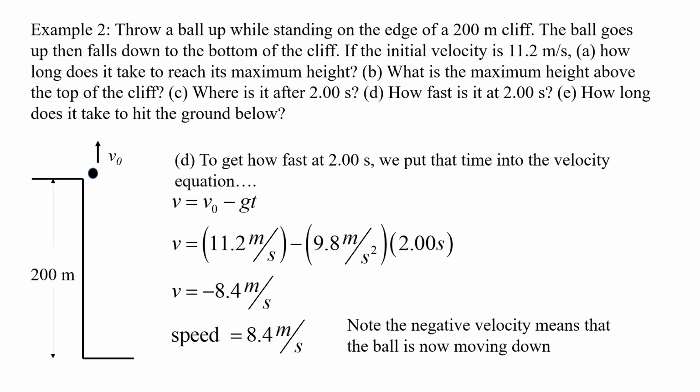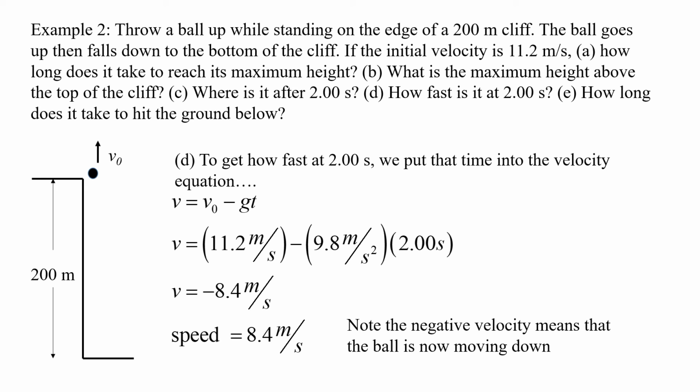So part D, how fast is it at 2 seconds? All right, so to get how fast it is at 2 seconds, we use the velocity as a function of time equation and use 2 seconds for the time. So we got v equals v0 minus gt. So we got 11.2 meters per second minus 9.8 meters per second squared times 2 seconds. And that gives us, for the velocity, a negative 8.4 meters per second.